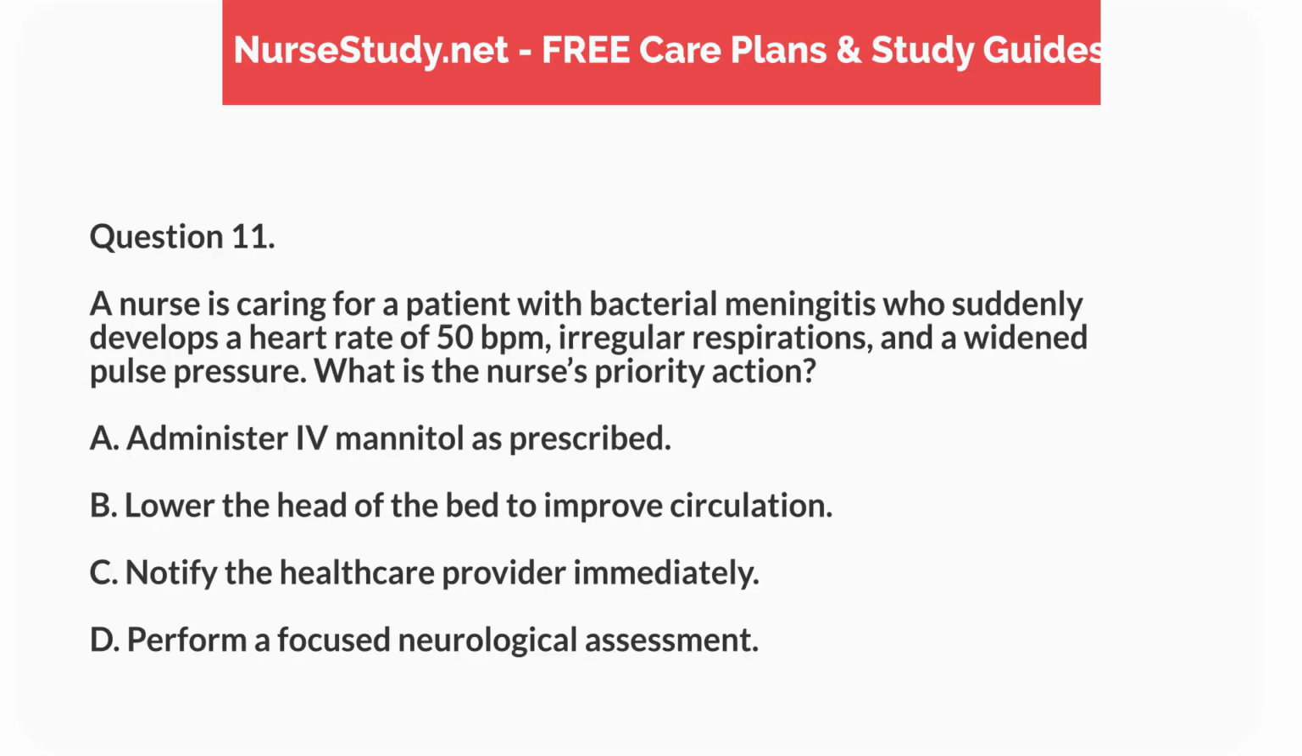Question 11. A nurse is caring for a patient with bacterial meningitis who suddenly develops a heart rate of 50 beats per minute, irregular respirations, and a widened pulse pressure. What is the nurse's priority action? A. Administer IV mannitol as prescribed. B. Lower the head of the bed to improve circulation. C. Notify the healthcare provider immediately. D. Perform a focused neurological assessment.